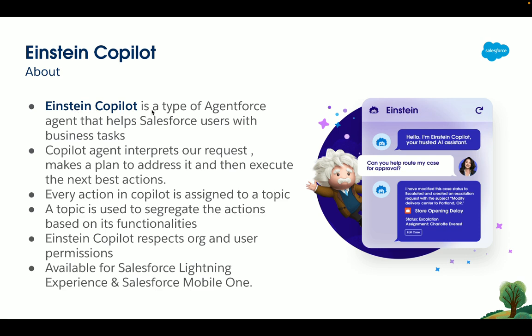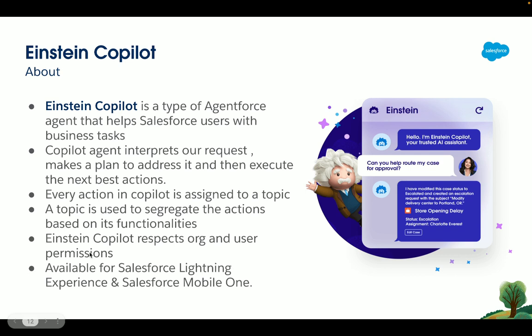Einstein Copilot is a type of Agentforce agent that helps Salesforce users with business tasks. The Copilot agent interprets our request, makes a plan to address it, and then executes the next best actions. Every action in Copilot is assigned to a topic, and this topic is basically used to segregate these functionalities. Einstein Copilot respects org and user permissions.